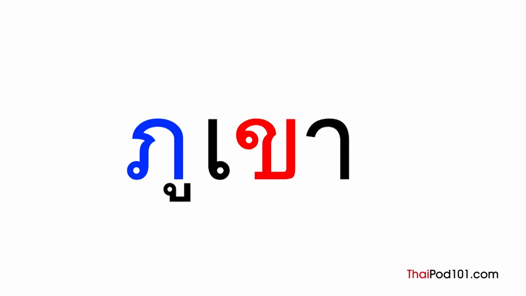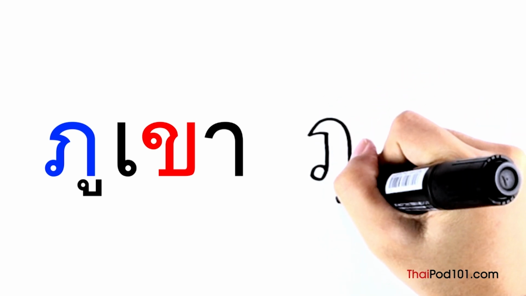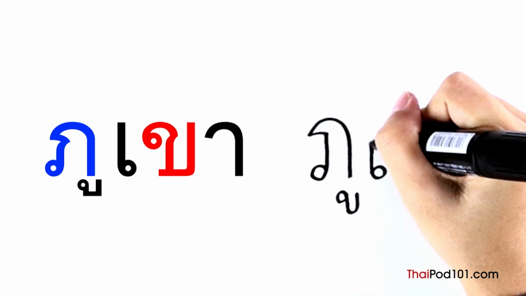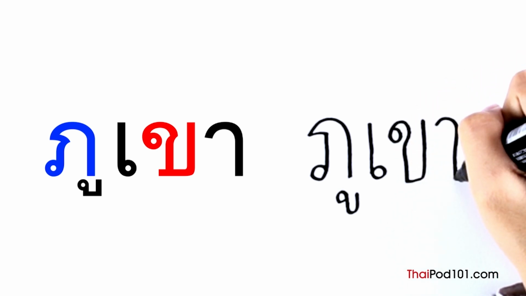Let's write it together. พอสำเภา, สระอู, สระเอ, ขอไข่, สระอา. ภูเขา.